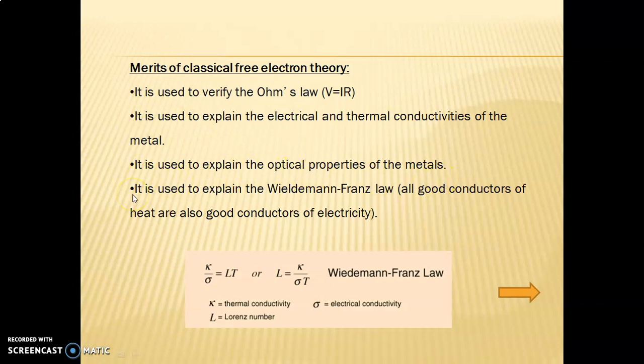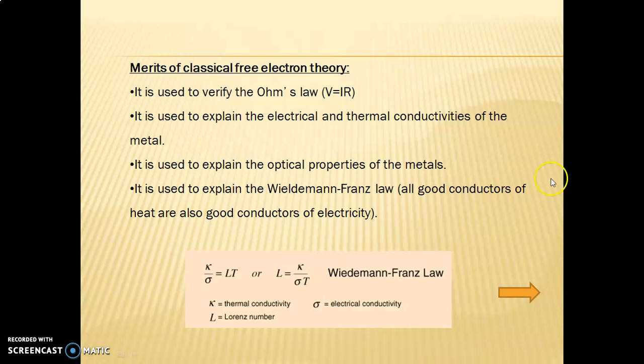It also explains the Wiedemann-Franz law. The Wiedemann-Franz law states that the ratio of thermal conductivity K to electrical conductivity of metal is equal to L times T, where L is called the Lorentz number and T is the temperature of the system. So these are all merits of classical free electron theory.